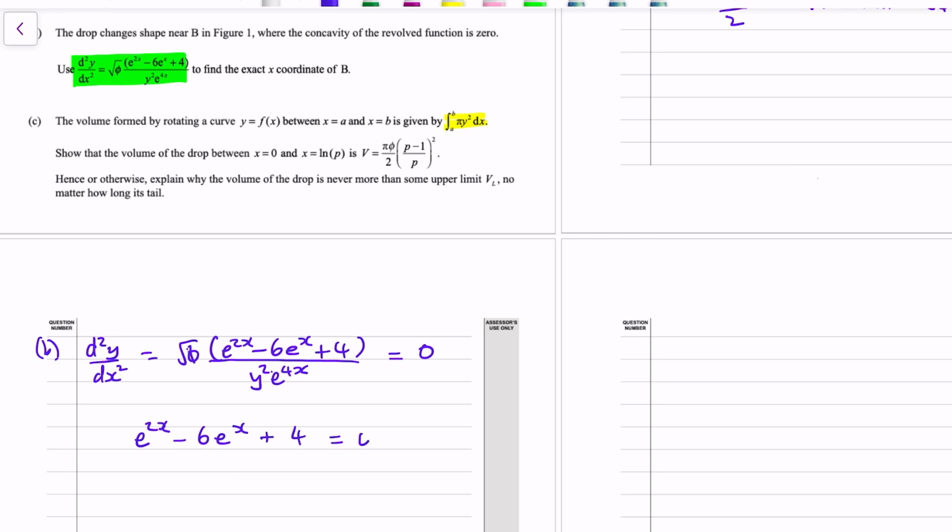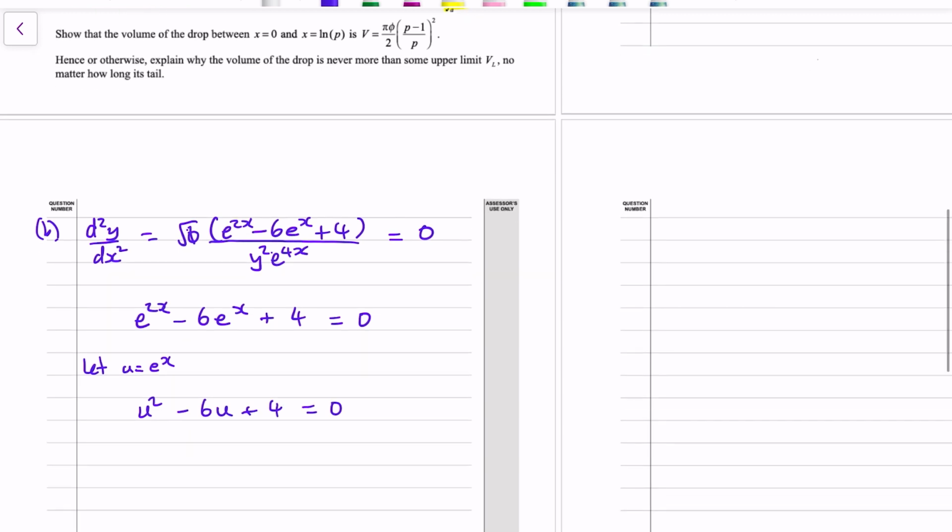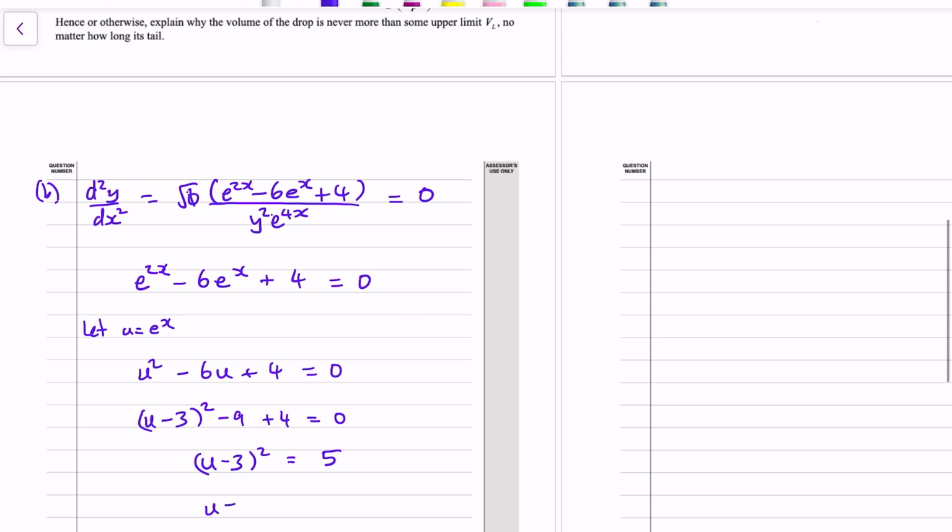It's a disguised quadratic equation. If you let u equal e to the x, then you have u squared minus 6u plus 4. It doesn't factorize, but you can complete the square in it. u minus 3 all squared, take away 9 plus 4. Minus 9 plus 4 is negative 5, put that on the other side. 5, square root both sides, 3 plus or minus root 5. And looking at the diagram there, we know that the answer is around 2.